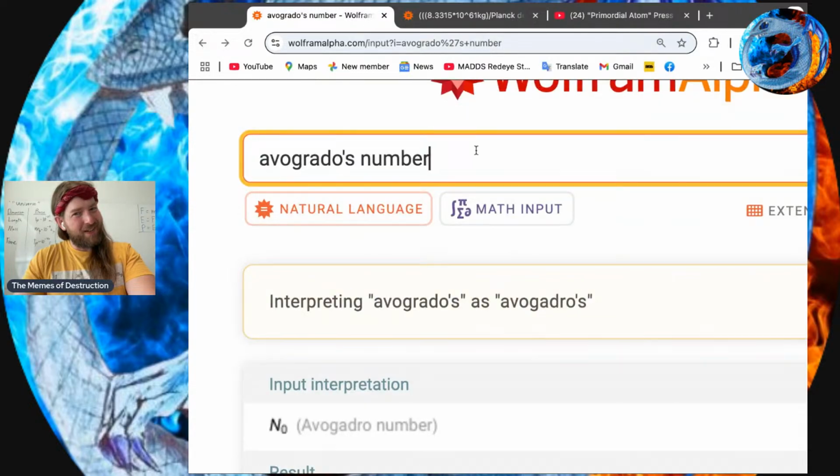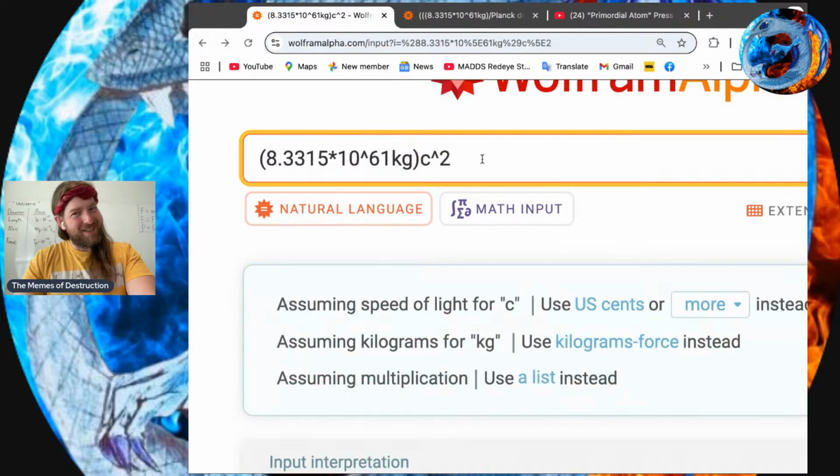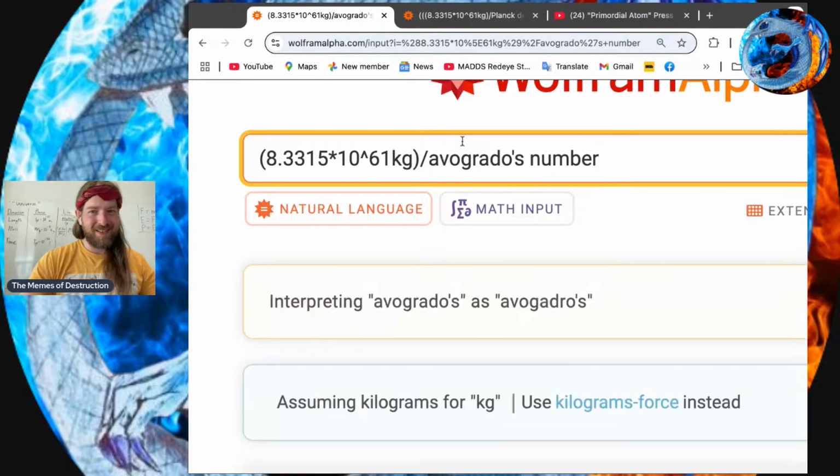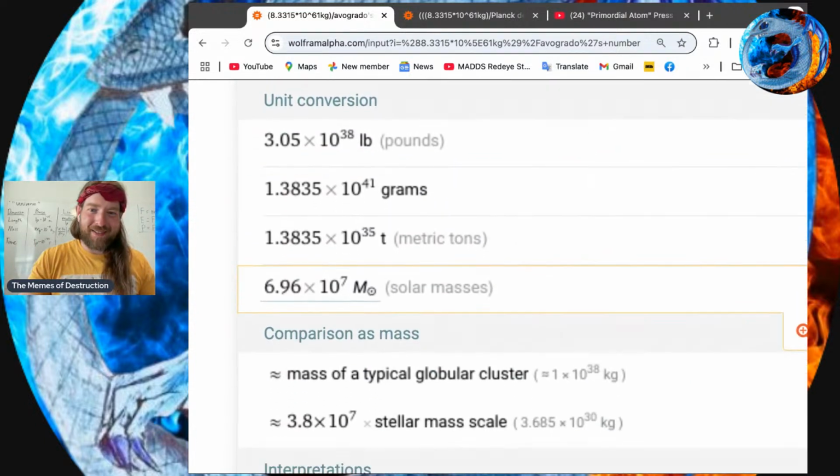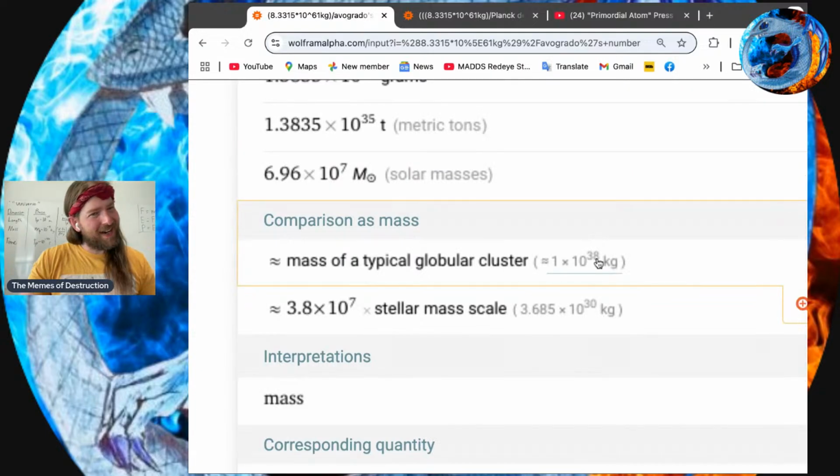So if we take Avogadro's number and just haphazardly divide it into that massive universe calculation, what do we get? I get 1.3 times 10 to the 38 kilograms. I don't know what that is. Don't worry, you don't have to know because Wolfram Alpha knows. 10 to the 38 happens to be the mass of a typical globular cluster. Globular clusters, aren't those star birthplaces where globular clusters come together and start making galaxies? What a coincidence.